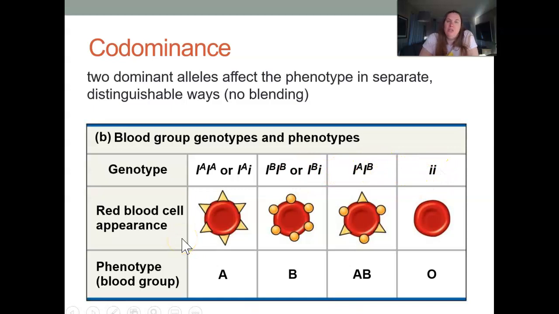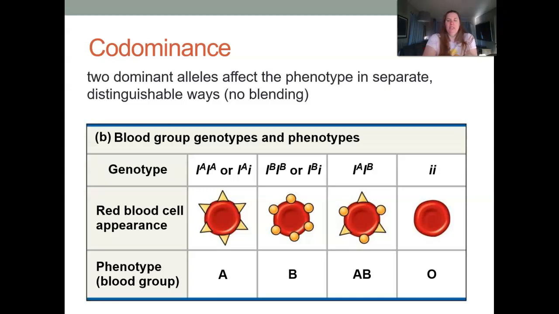But now I want to talk about another variation on dominance. Remember, we have complete dominance, we have incomplete dominance, and now we have codominance. Codominance is when we have 2 different alleles being expressed, they're going to affect the phenotype, but in 2 distinguishable ways. In other words, there's no blending.